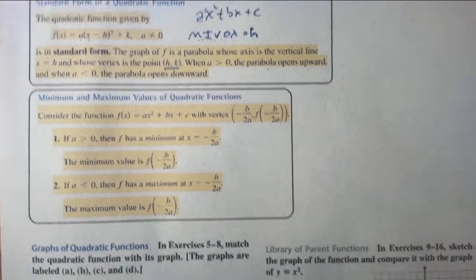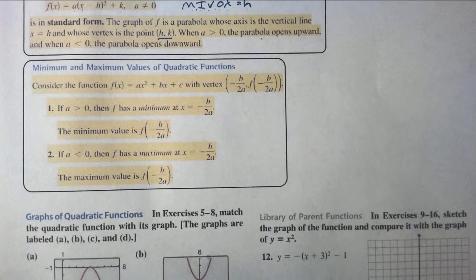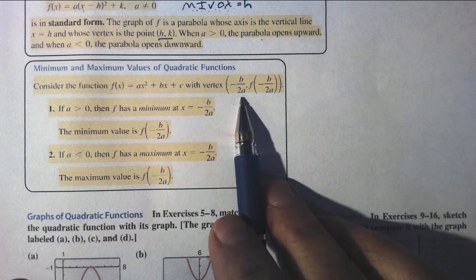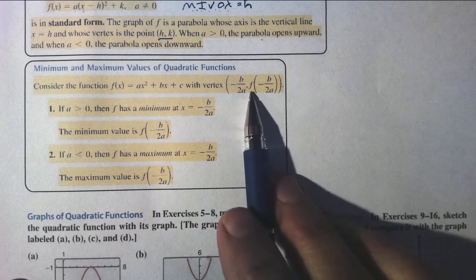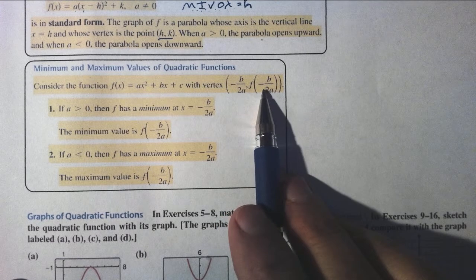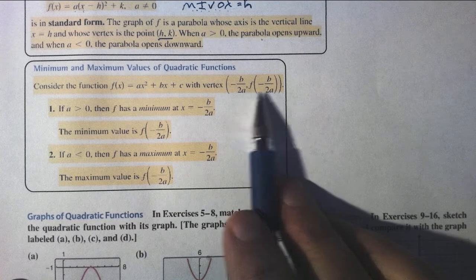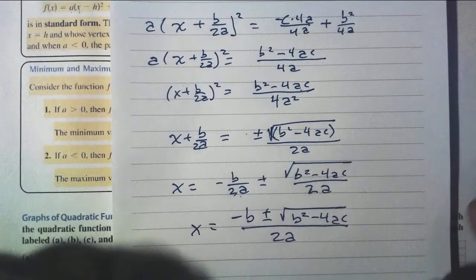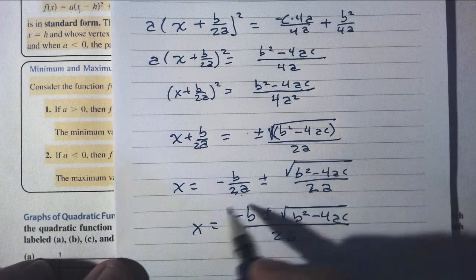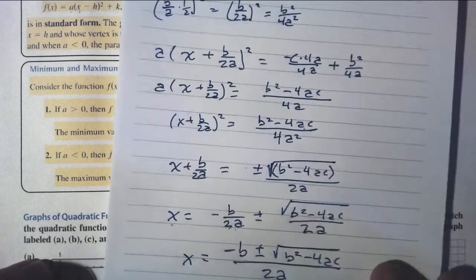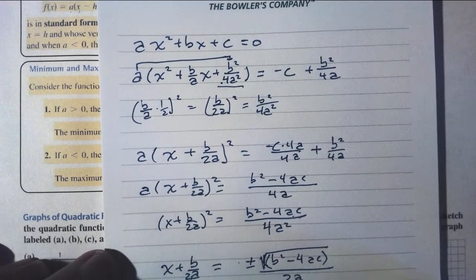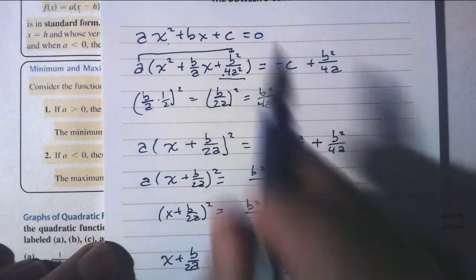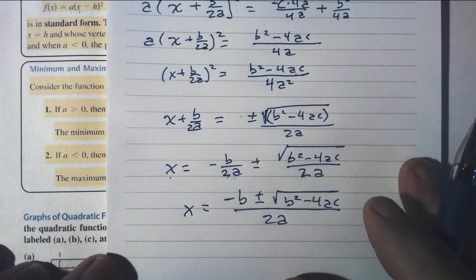All right, now, minimum and maximum values of a quadratic. Negative b over 2a, where have we seen that before? And all this means is the height at negative b over 2a. So this is just an ordered pair at the vertex. So let's go back and take a look at this for a moment. Now this is the value of x that makes the function 0.